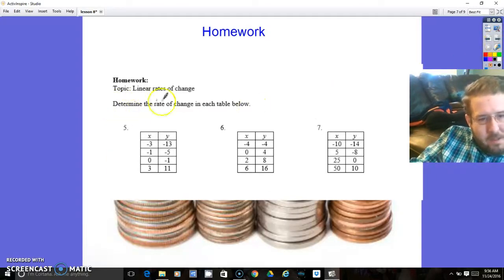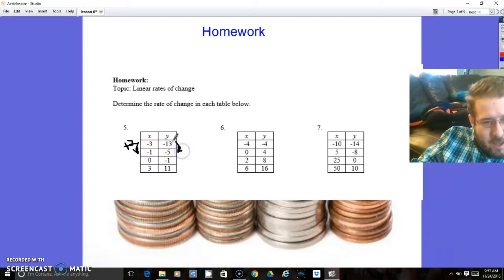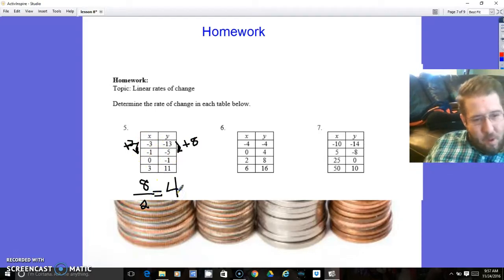All right, homework. Determine the rate of change in each of the tables below. So once again, notice that the x's are not at a constant rate. It's going negative 3 to 1, so that's plus 2. And this side over here looks like it is plus 8. So it's change of y over change of x, which means it's increasing at 4.